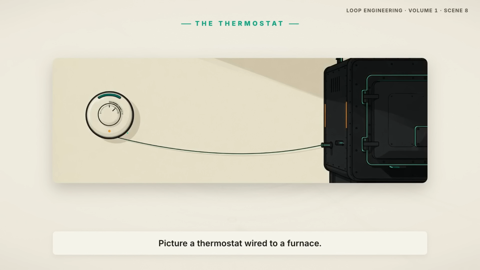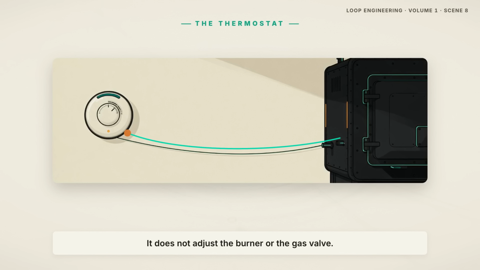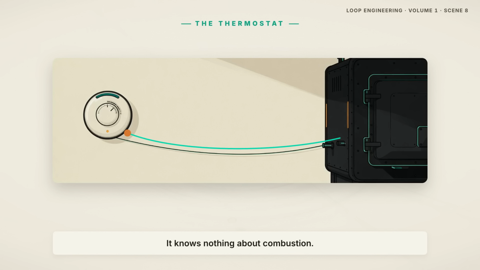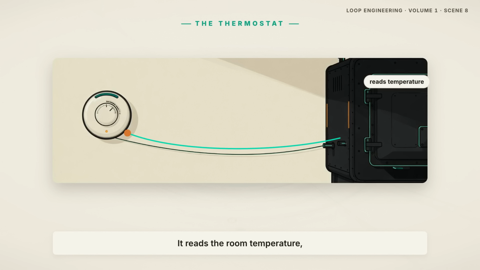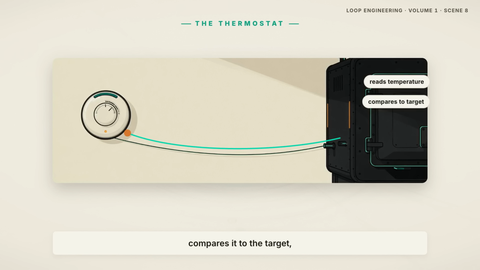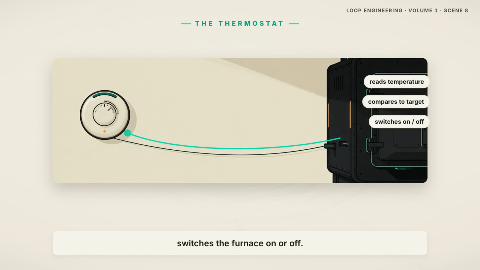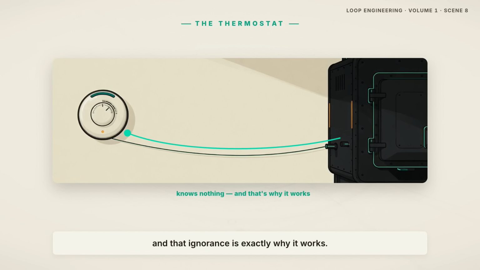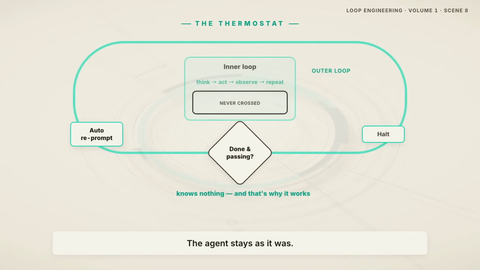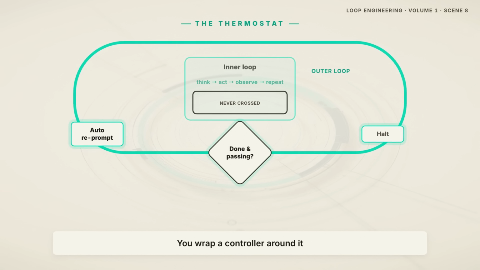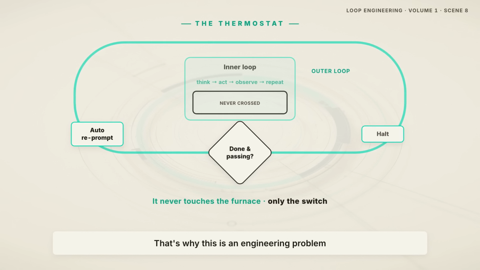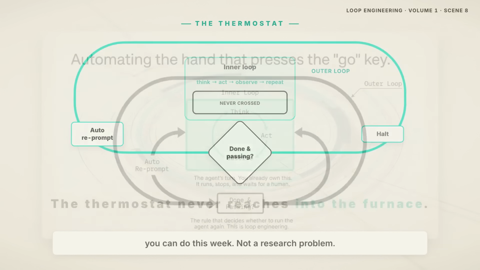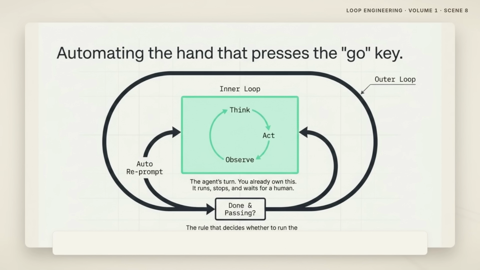Picture a thermostat wired to a furnace. It does not adjust the burner or the gas valve. It knows nothing about combustion. It reads the room temperature, compares it to the target, switches the furnace on or off. The furnace stays a sealed black box, and that ignorance is exactly why it works. The agent stays as it was. You wrap a controller around it that judges its output and decides its fate, knowing nothing about its internals. That's why this is an engineering problem you can do this week, not a research problem.